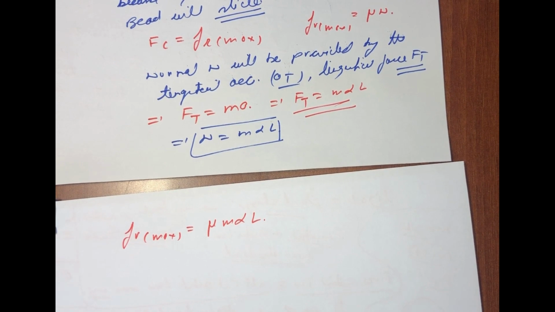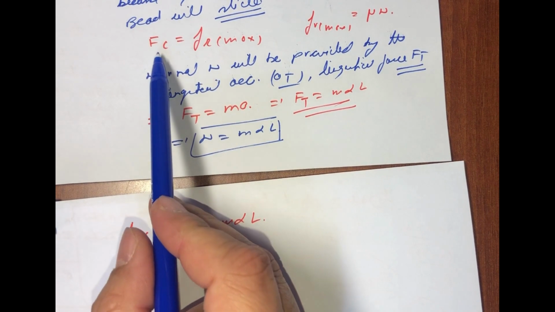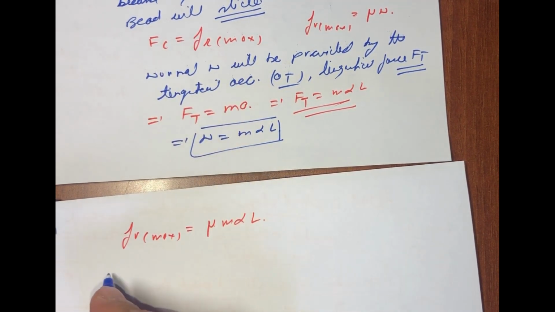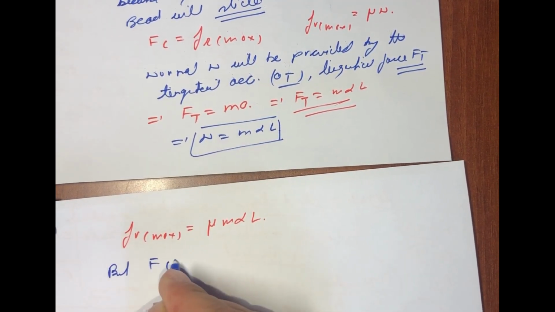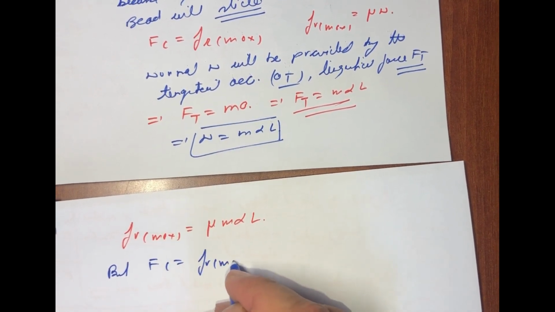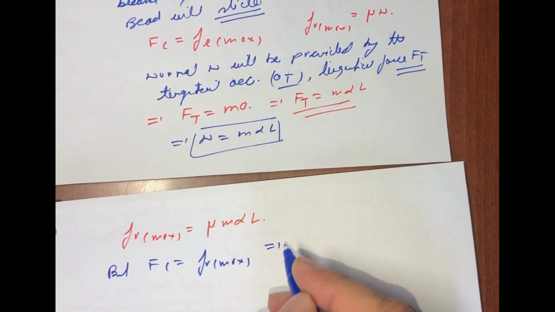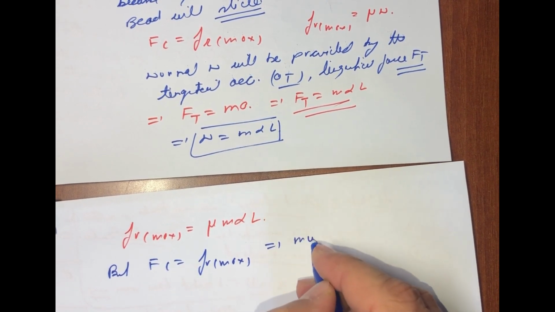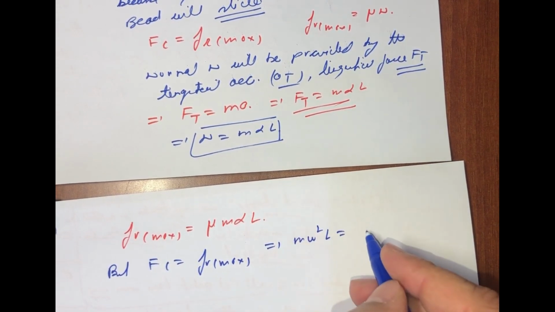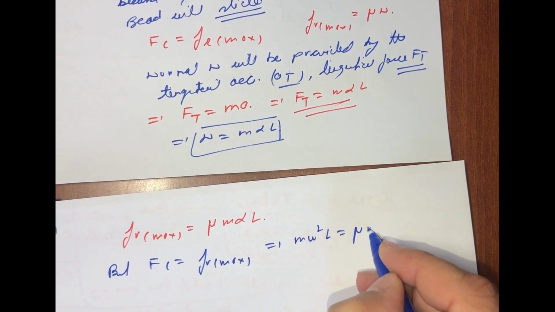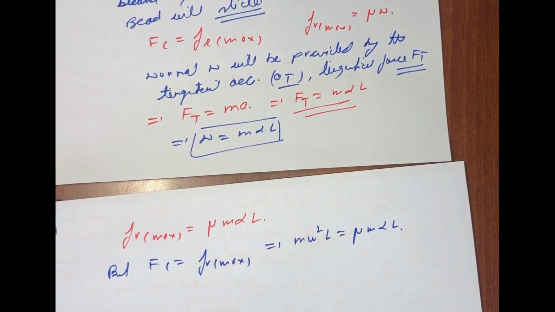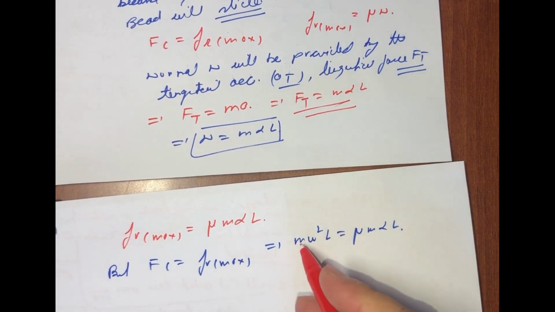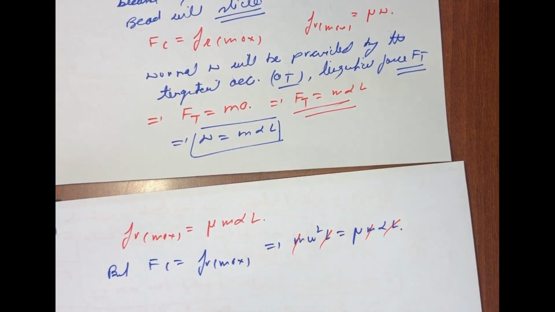We already know that Fc is equal to Fr max. From here, Fc is given as m omega square L, which is equal to mu m alpha L. So here m and m cancel, L and L cancel, so we get omega square is equal to mu into alpha.